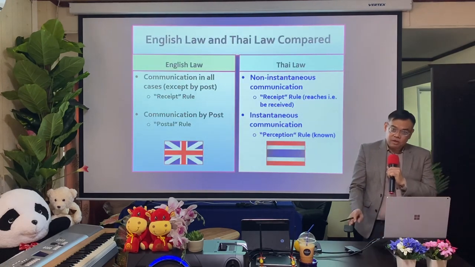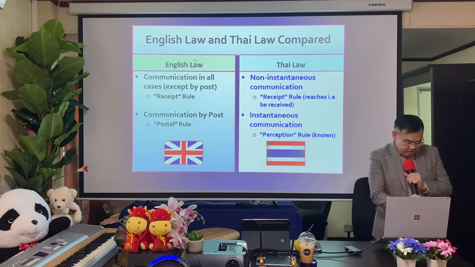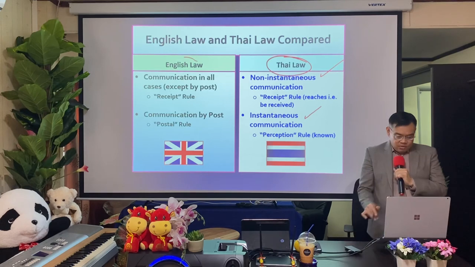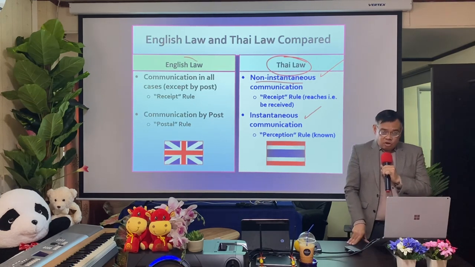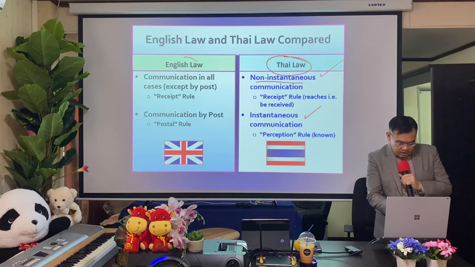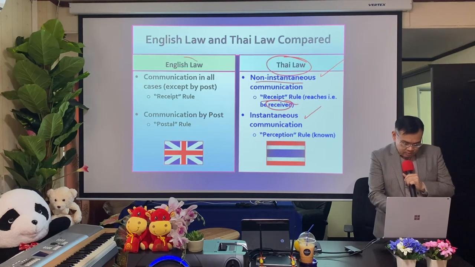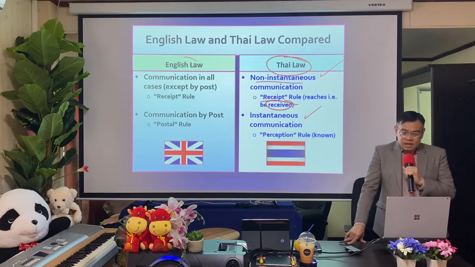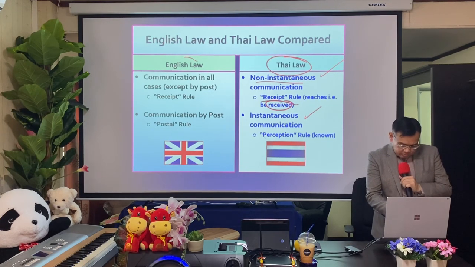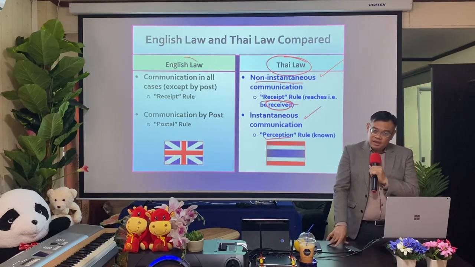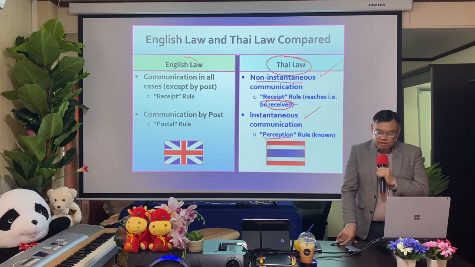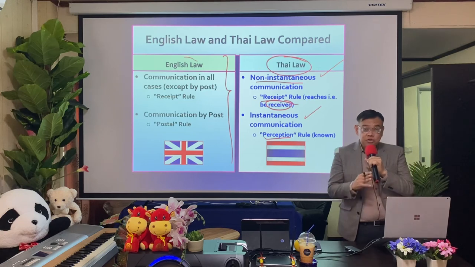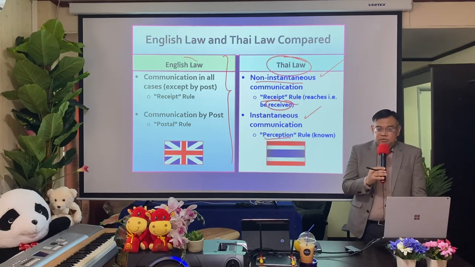If we compare Thai law and English law on this point, Thai law has the distinction between a non-intensive mode of communication and an intensive mode of communication. With respect to a non-intensive mode, the declaration of intention will be effective when it is received by the other party. So the rule here is the received rule. But in the case of an intensive mode of communication, the rule is the perception rule, according to which a declaration of intention becomes effective when the other party has knowledge of it. But in English law, there is no such distinction between two modes.